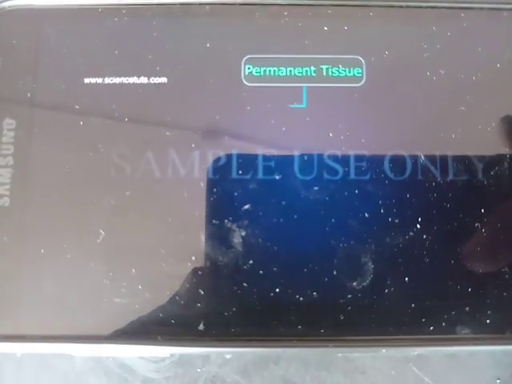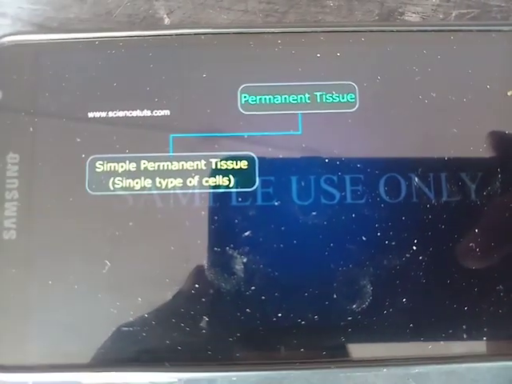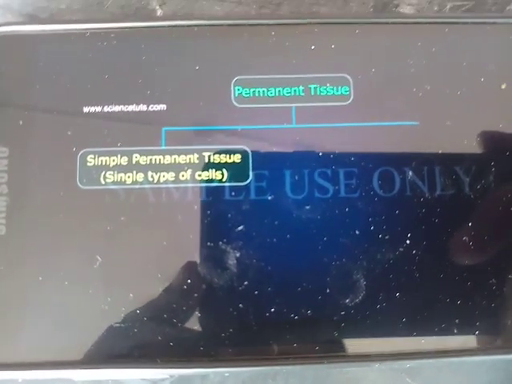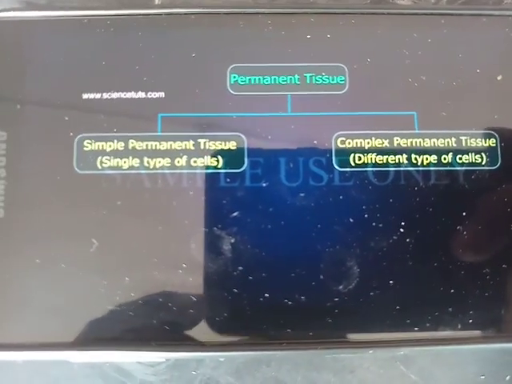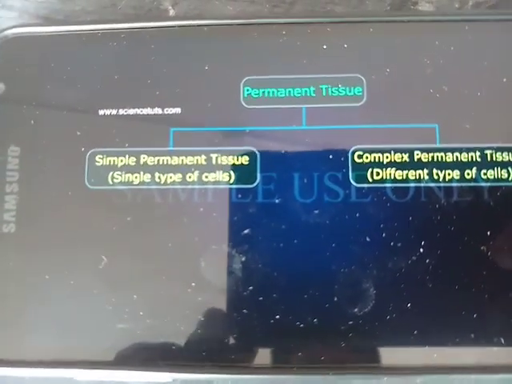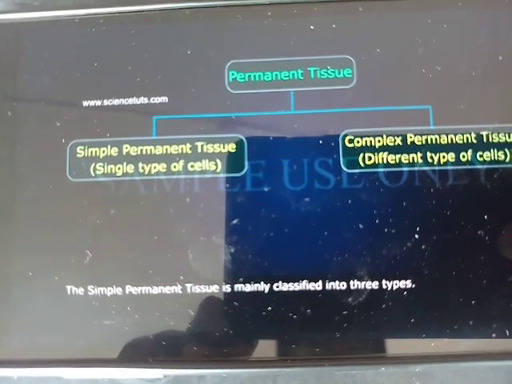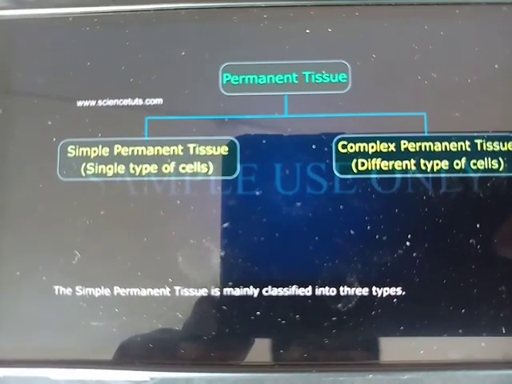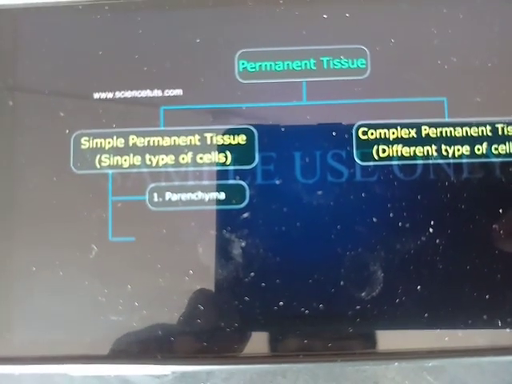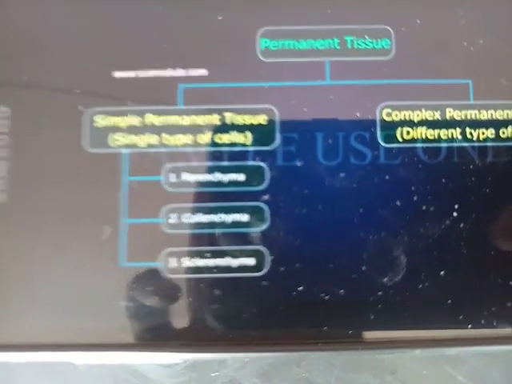Permanent tissue is classified into two types. First one, simple permanent tissue, which is made up of a single type of cells, and complex permanent tissue, having different types of cells. The simple permanent tissue is mainly classified into three types. First one, parenchyma, second, collenchyma, third, sclerenchyma.